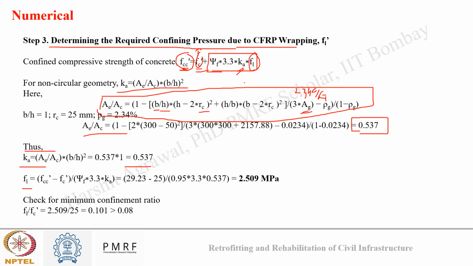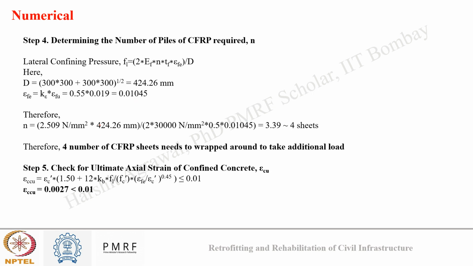Okay, so just rearranging this equation, I will get the confining pressure due to safe RP. And this should be more than the minimum confinement ratio. So FL by FC dash we will calculate. It is coming out to be 0.101, which is greater than 0.08. So we are safe for design. Okay, we are safe.